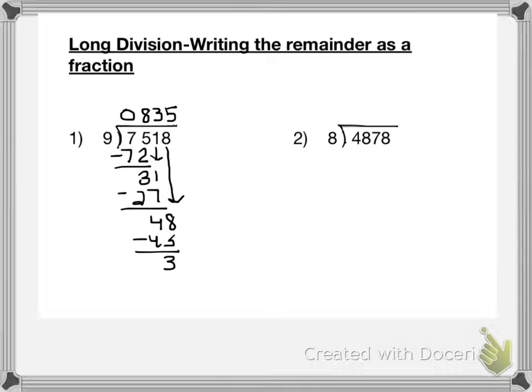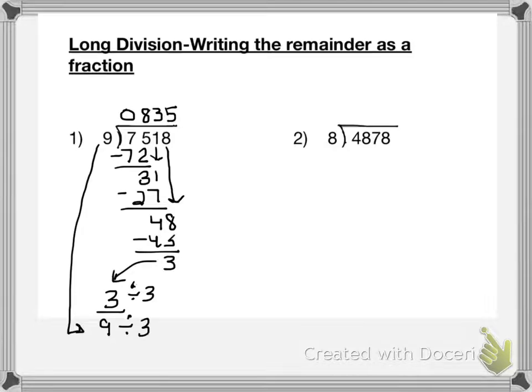So how do we write our remainder as a fraction? Well, this remainder is going to become our numerator in our fraction, and the divisor here becomes the denominator. So it's 3/9 as our remainder, and both of those numbers are divisible by 3. So we're going to reduce our fraction to lowest terms by dividing by 3 over 3, and we end up with 1/3. So our quotient up on the top is 835 and 1/3.